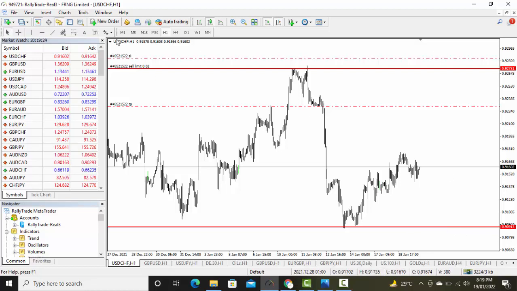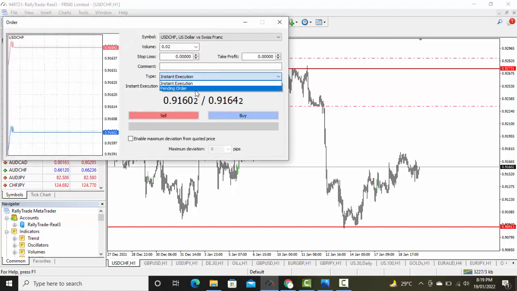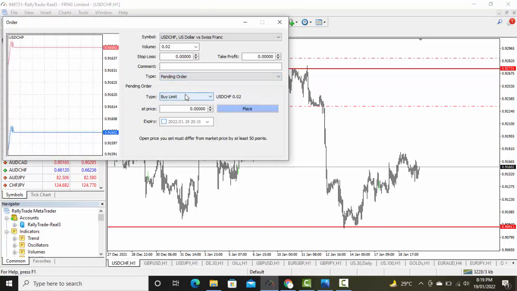So what I'm going to use at this point is what we are going to call a buy limit. I go to my new order, I change this from instant execution to pending order, and already I have a buy limit here. The only thing I should insert now is my price, that's 0.90913.